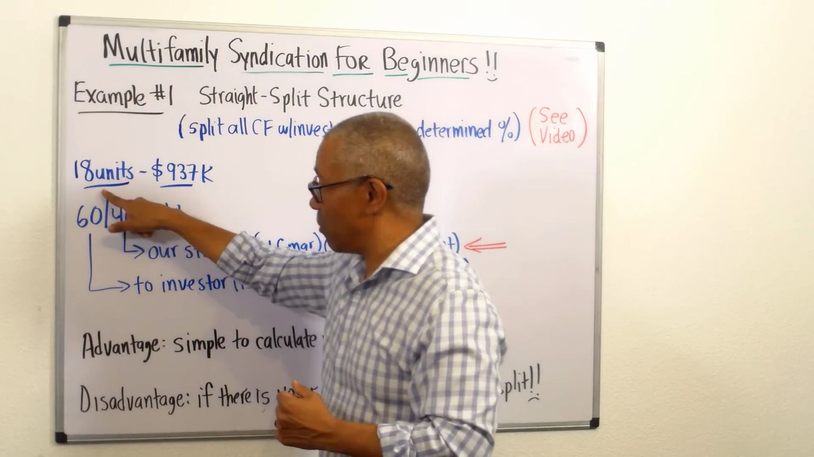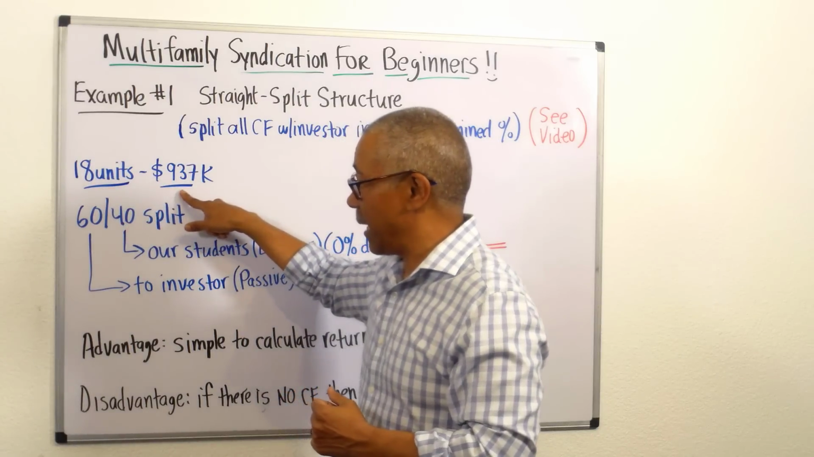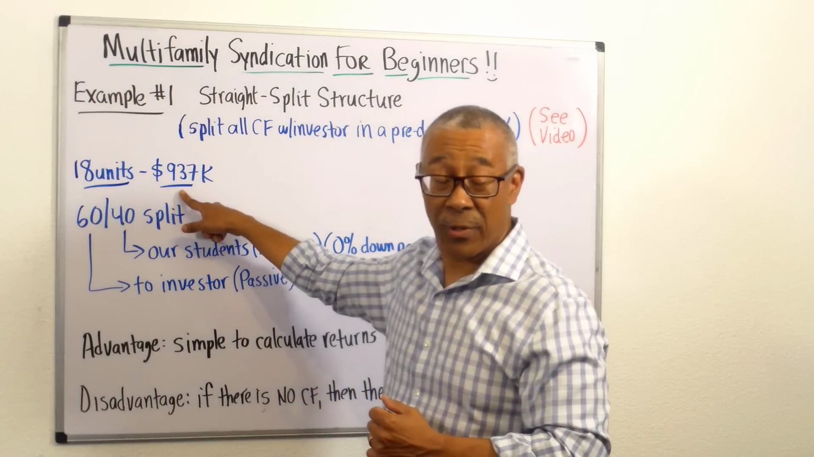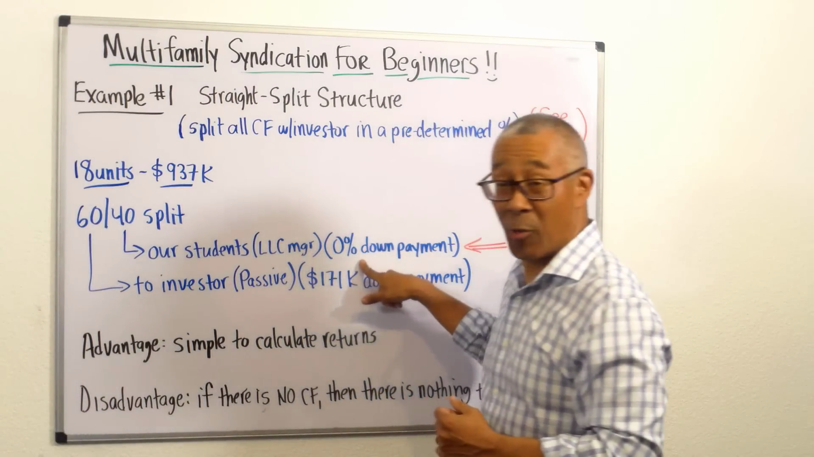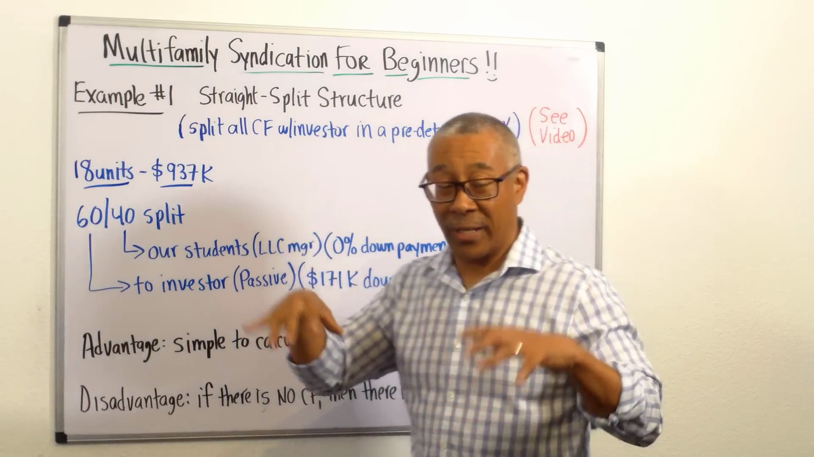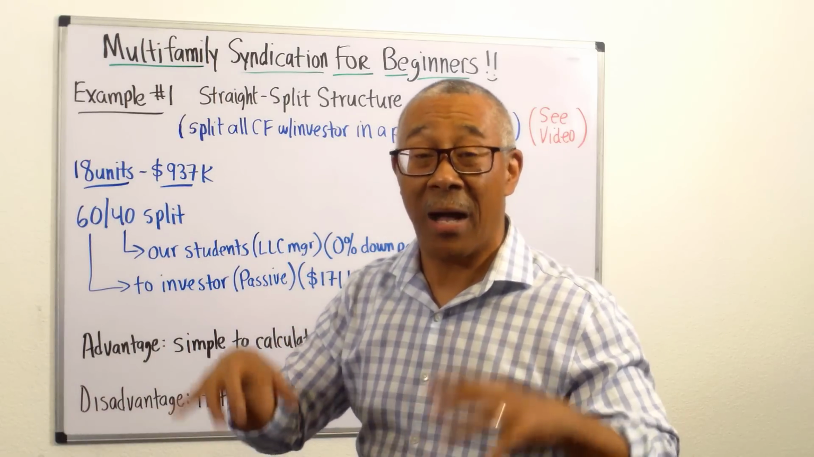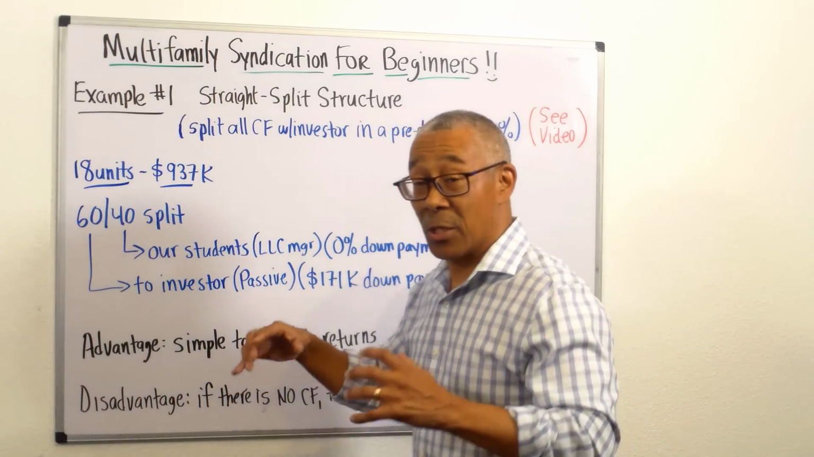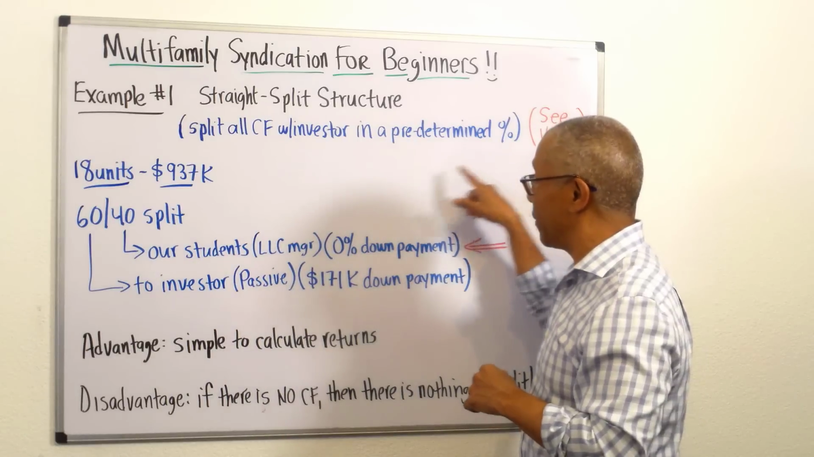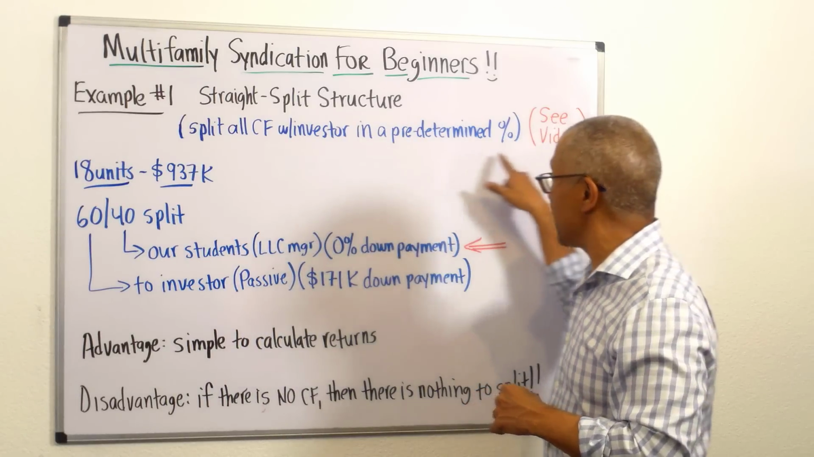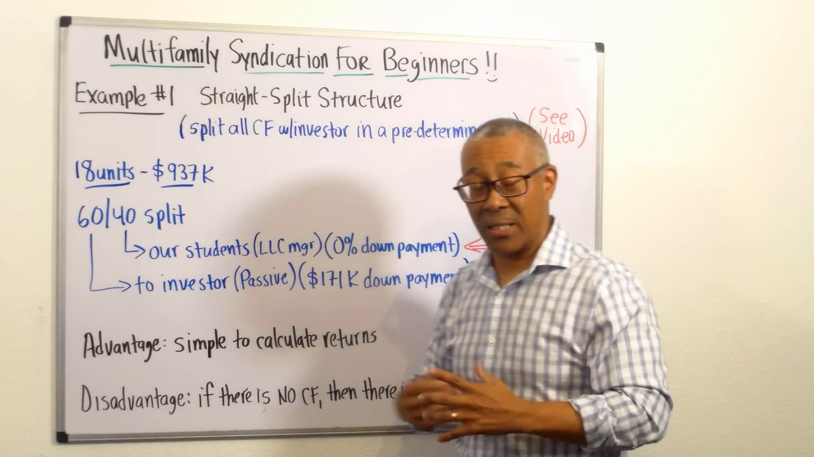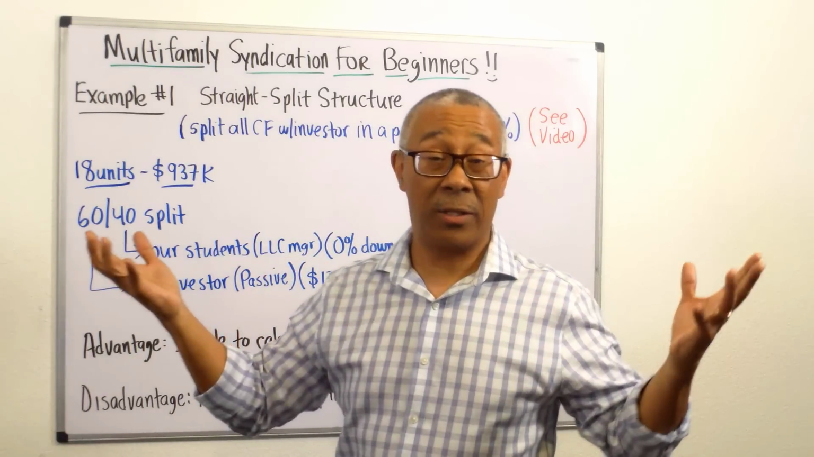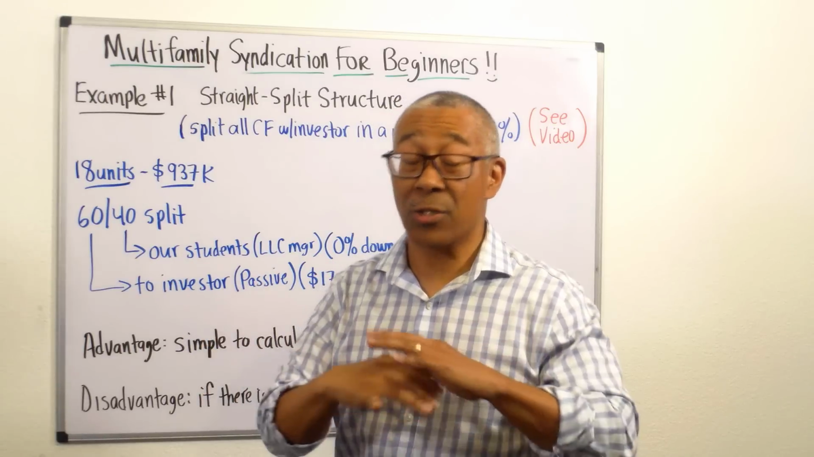This student deal was 18 units, and the purchase price was $937,000. And guess what? They put no money down. So this video is not about no money down. It's about how they structured the deal. So the video of how they did all this is going to appear right now. The link will appear. 0% money down, 18 unit deal. The link will appear. You can watch it. It's great.